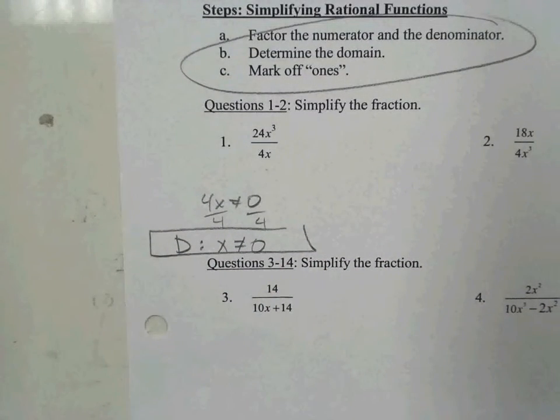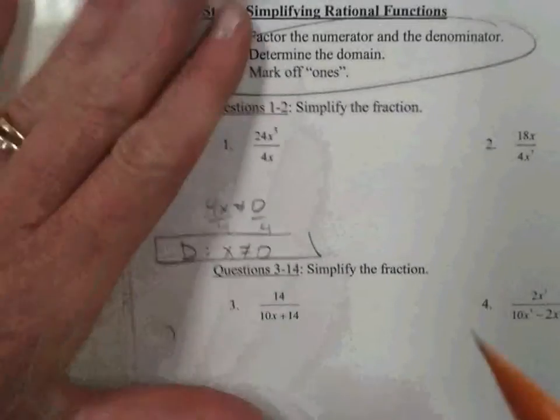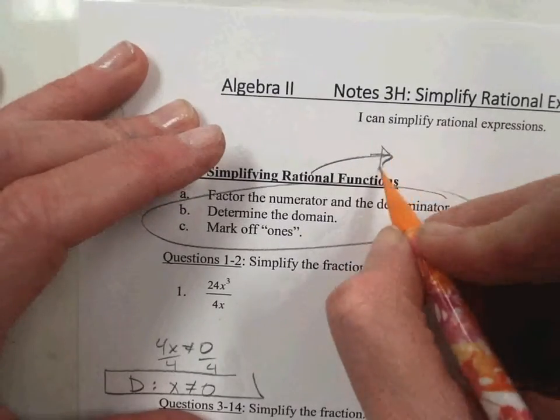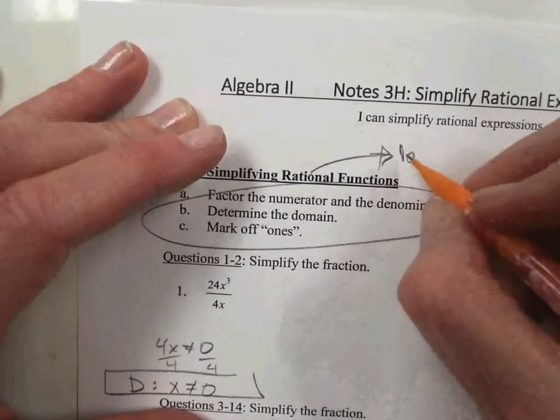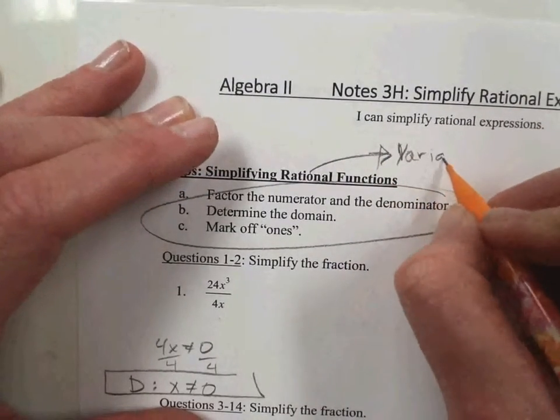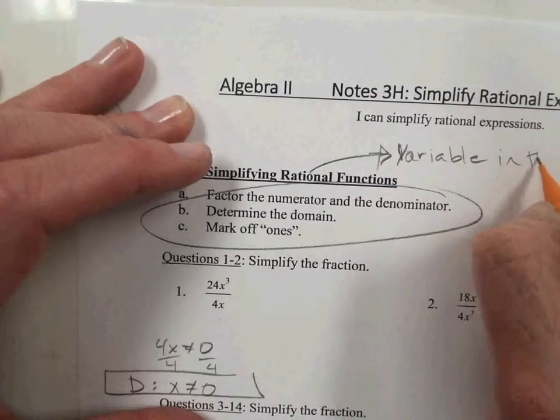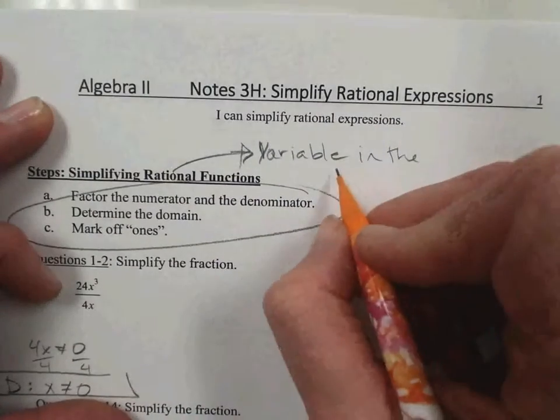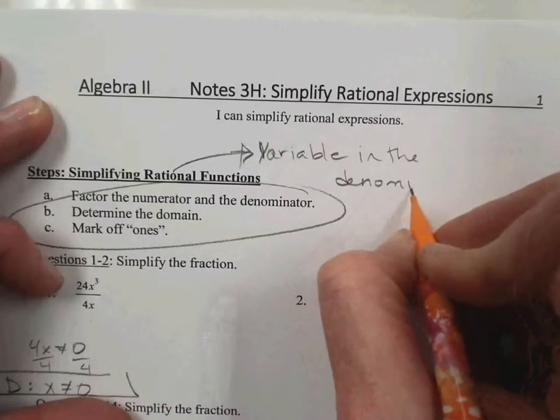How is it rational if it's not working? So the question just came up, what does rational function mean? Rational just means that you have a variable in the denominator.